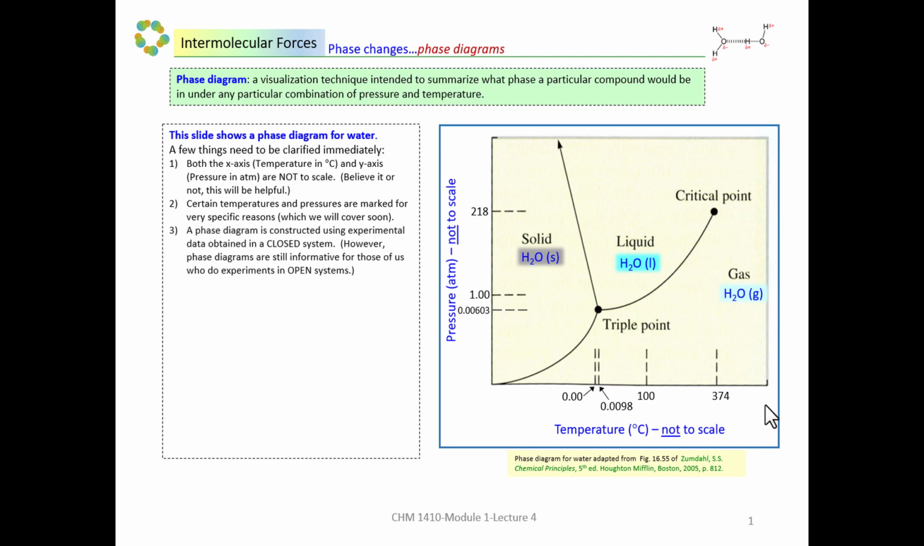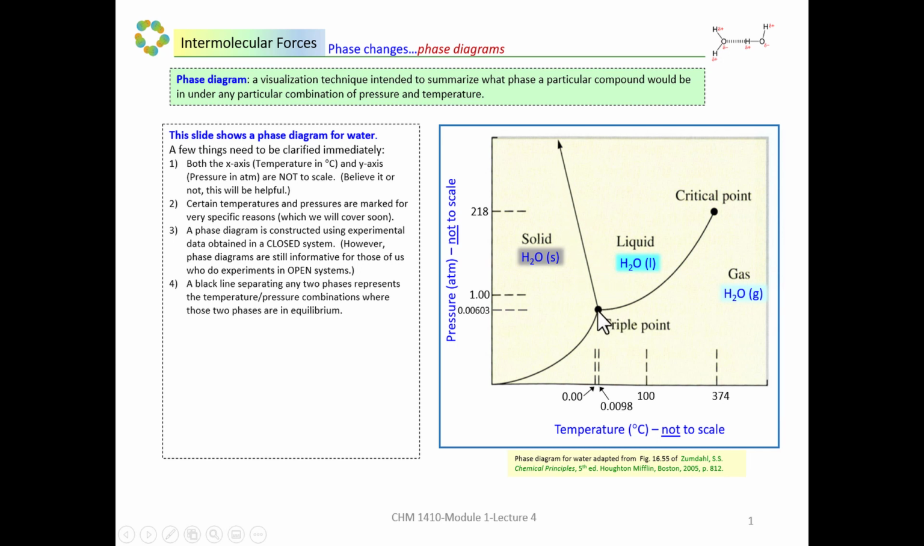A phase diagram is constructed using experimental data obtained in a closed system. However, these diagrams are still informative for those of us who do experiments in open systems. We generally do experiments in a laboratory that's open to the atmosphere. A black line separates any two phases.